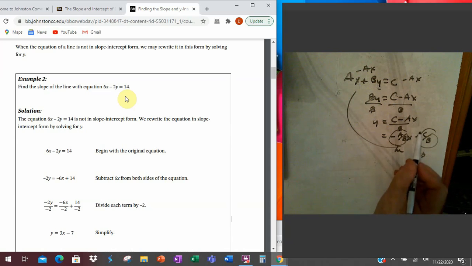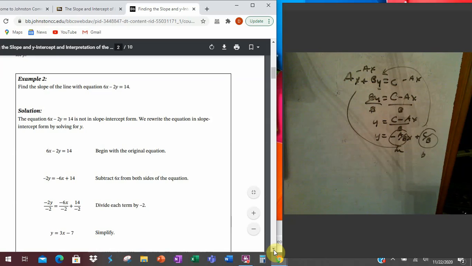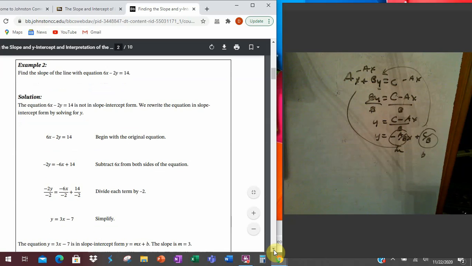And I can work this backwards to take this starting form and get it back over in that direction. So they're both equivalent. They both tell you the same thing. So here's what they're doing here: they're going through this process of putting that into slope-intercept form.